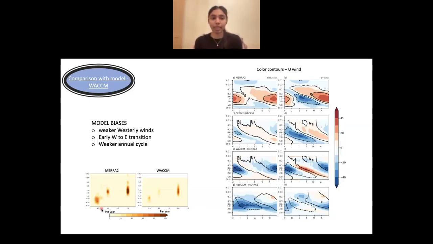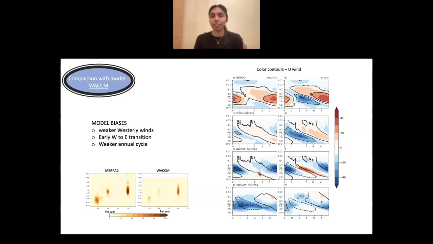This is actually pretty clear from this plot here, which is a fast Fourier transform in time of the U wind. We have the semi-annual variability here, annual variability here, and QBO variability here for MERRA2 and vacuum. In vacuum, almost all the variabilities are lesser in magnitude, and we can see the weaker annual cycle component from here as well.